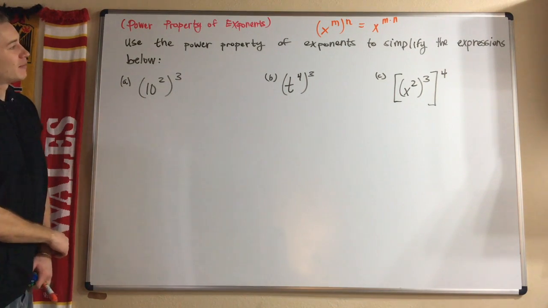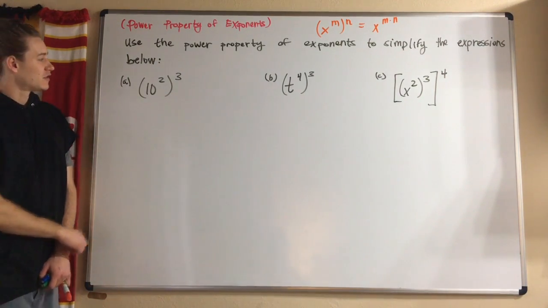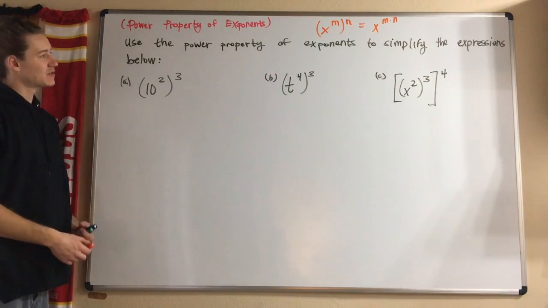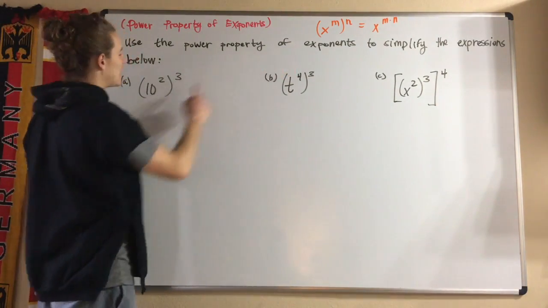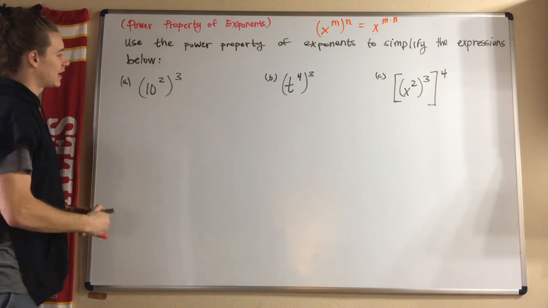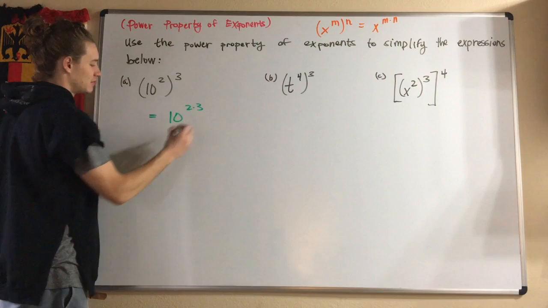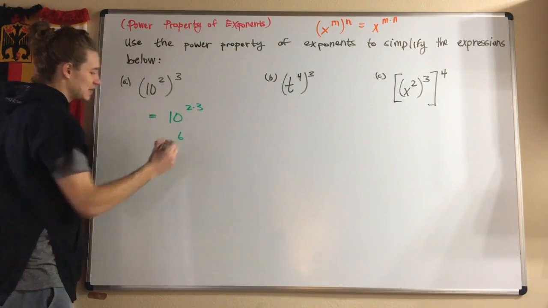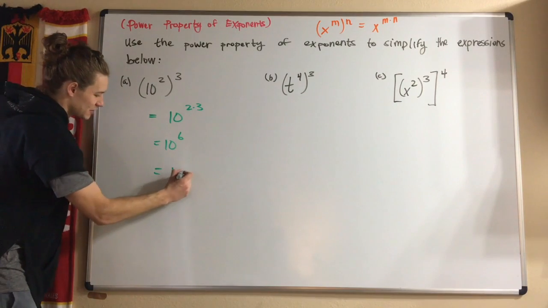It says, use the power property of exponents to simplify the expressions below. So let's start with 10 squared cubed. What can I rewrite that as? Well, using the power property of exponents, I know that if I have powers of powers, I can simplify this by multiplying their exponents. Or in other words, I could write that this is 10 to the 2 times 3 power, or 10 to the 6th power. Now 10 to the 6th power is just 1 million, so I'm going to simplify that.